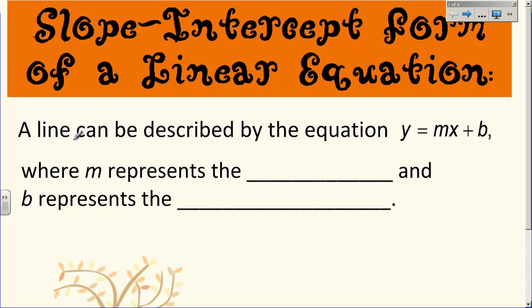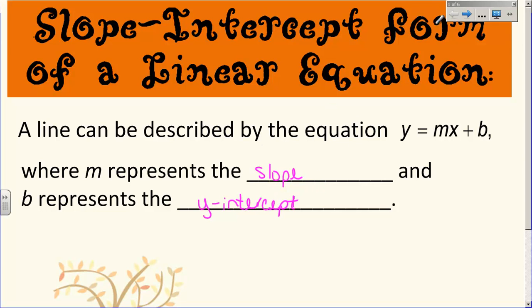So any line that we can graph can be described by this equation, y equals mx plus b, where m is the slope of the line, and b represents the y-intercept of the line. I don't know why it is b and not some other letter, but it is b that represents the y-intercept. We don't have a special letter for x-intercept because when it comes to writing an equation of the line, the x-intercept doesn't have a special variable assigned to it. It doesn't have its own letter. It just is the x-intercept.